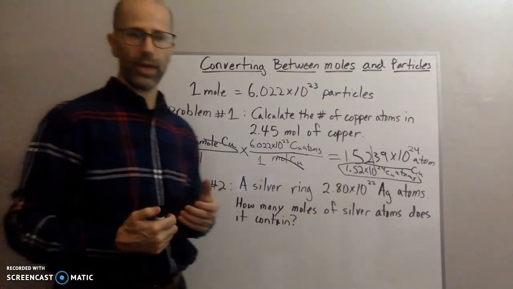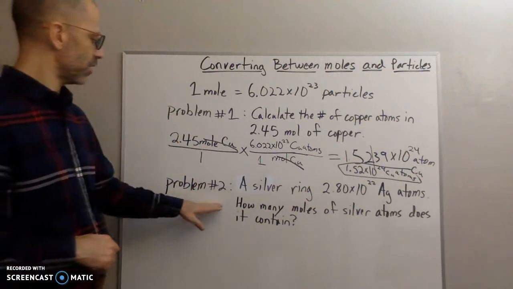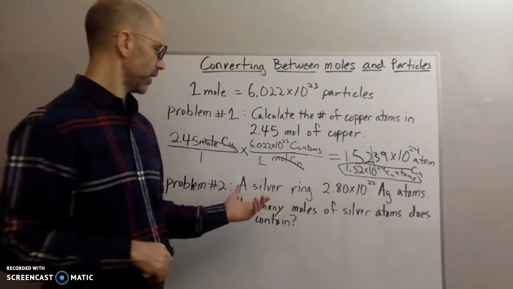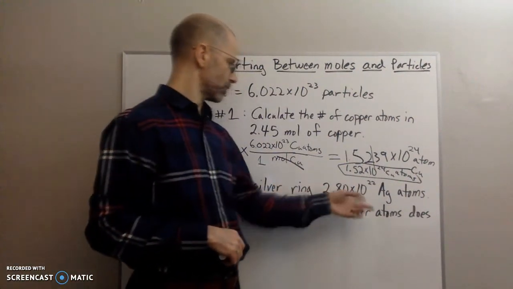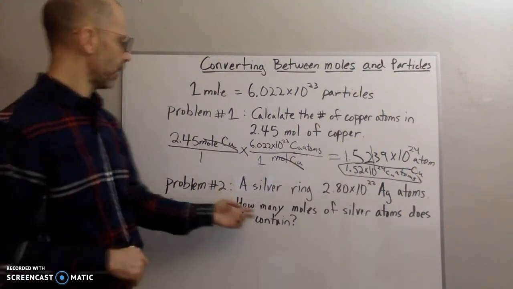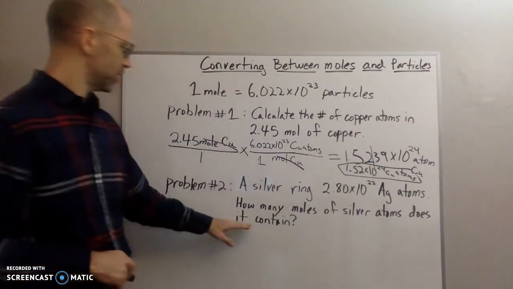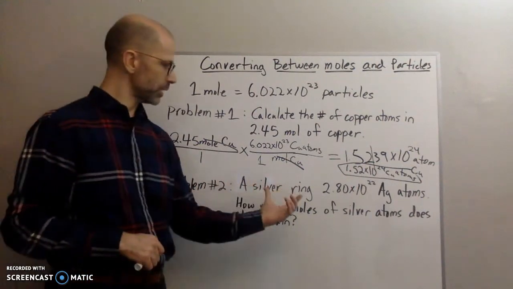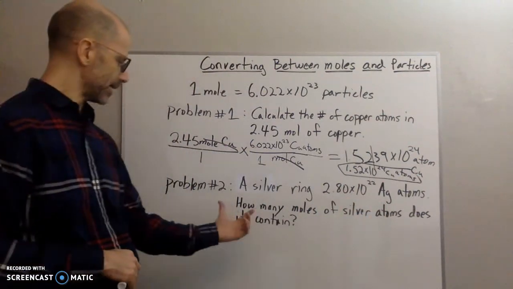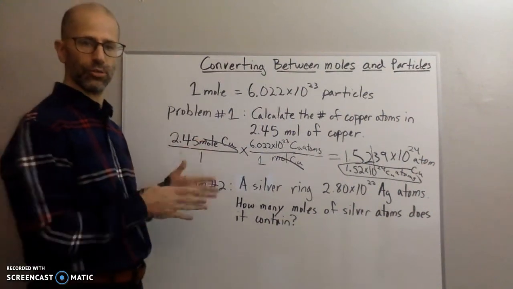Okay, I hope that was clear. Let's try another problem. Here in this problem, it says I have a silver ring, and in the silver ring it has 2.80 times 10 to the 22nd silver atoms. How many moles of silver atoms does it contain? So it gives me a number of atoms of silver, and it's asking me for moles of silver. So I got to go from the particles to the moles.